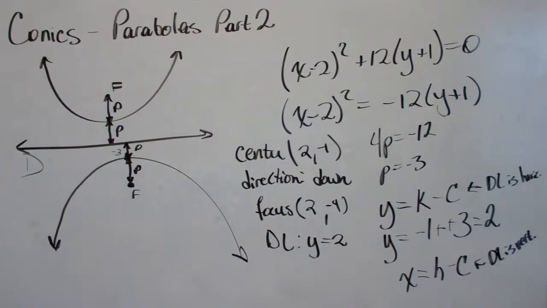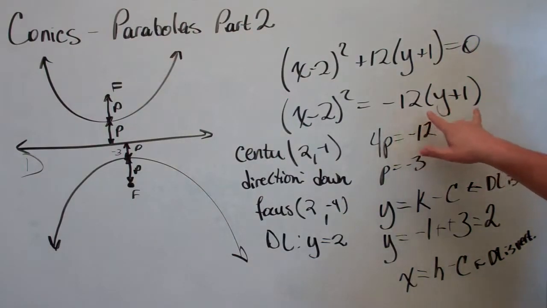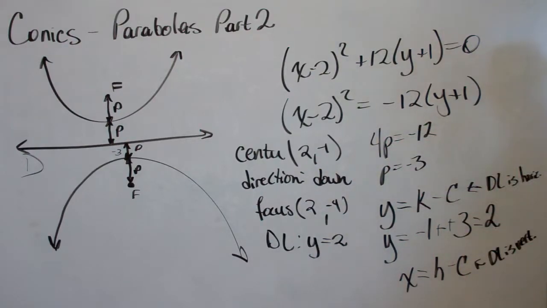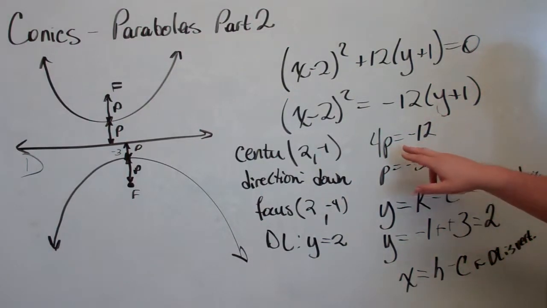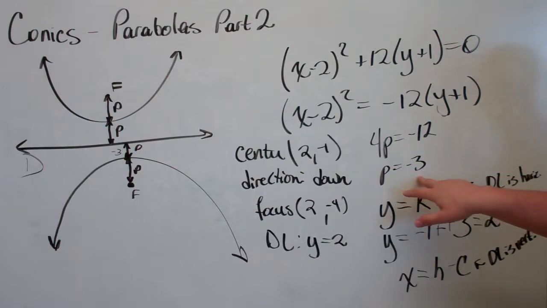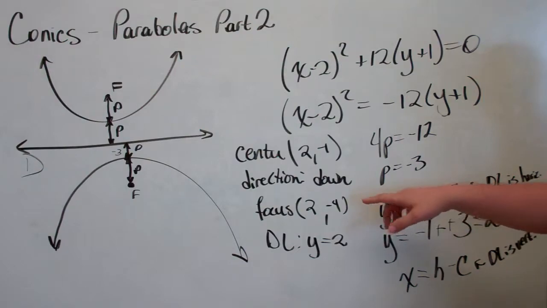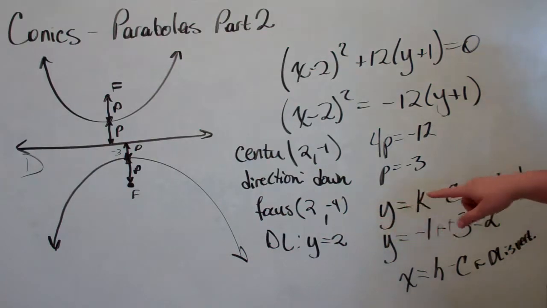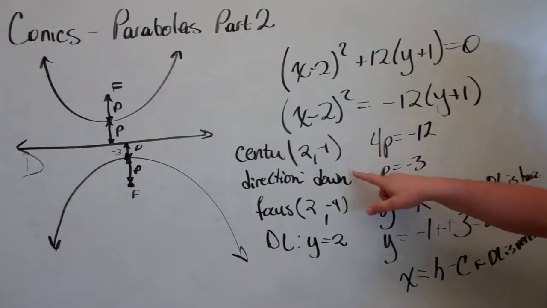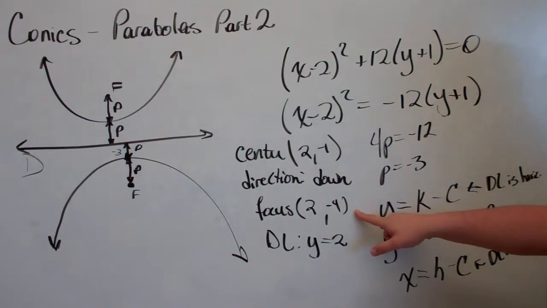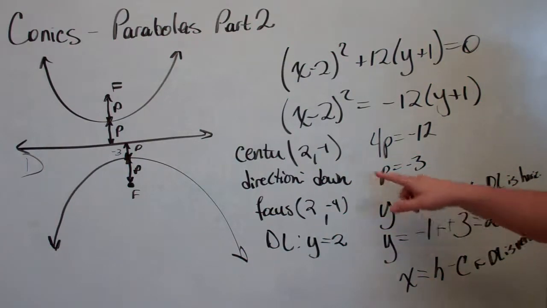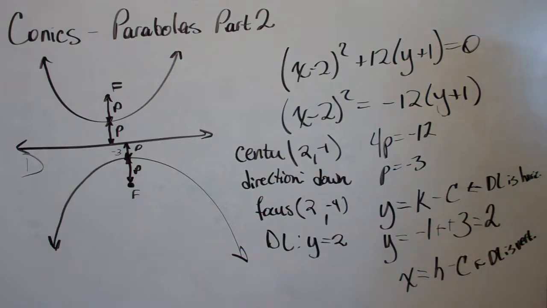Again, remember the number in front of your non-squared parentheses is 4 times p. So you simply set that number equal to 4p and solve for p. Then to get your focus point, you simply determine your direction. Ours was down, so we take p and subtract it from here to take it down. And then for our directrix line, we're simply going to subtract it from our center points to get the equation for our directrix line.